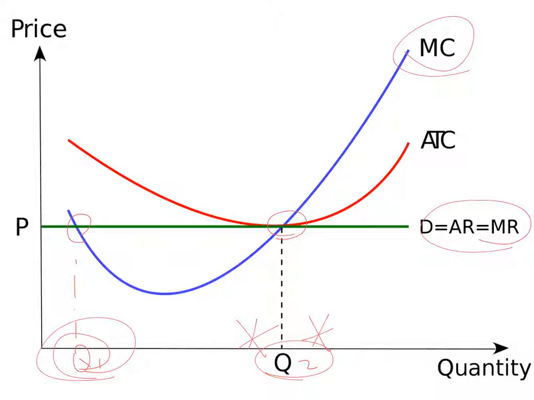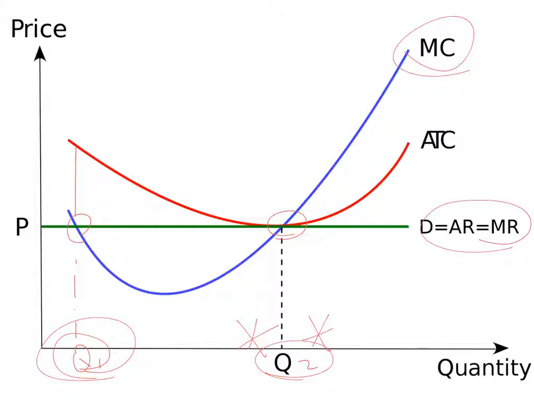What's wrong with Q1? Well, for one thing, price at Q2 is less than the average cost, so the firm would have a loss. And the reason is because the firm is operating in what we call stage 1 of production. We haven't reached that point where diminishing returns have set in.